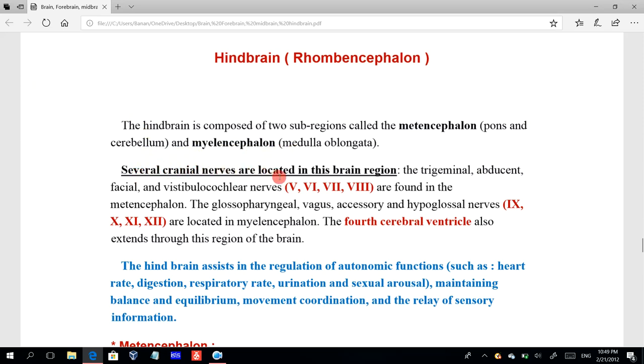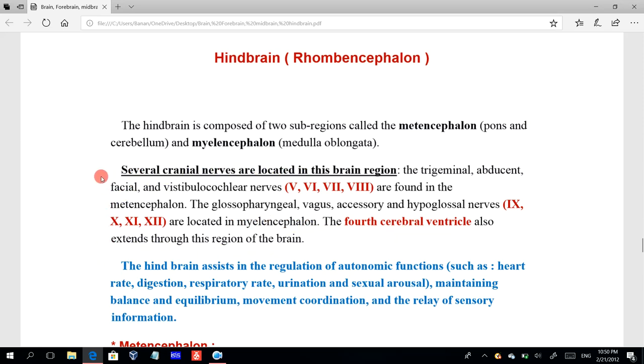Several cranial nerves are located in this brain region. The trigeminal, abducens, facial, and vestibulocochlear nerves, say the 5th, 6th, 7th, and 8th, are found in the metencephalon, in relation to the pons and cerebellum. The glossopharyngeal 9, vagus 10, accessory, and hypoglossal nerves, the 9th, 10th, 11th, and 12th, are located in the myelencephalon, I say in the medulla oblongata. The fourth cerebral ventricle also extends through this region of the brain. This is important. These points are very important.